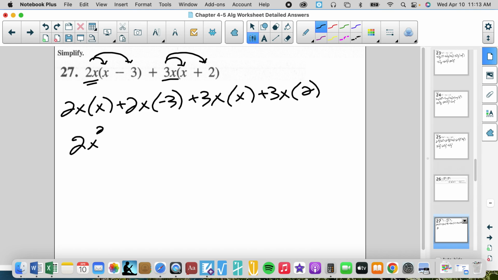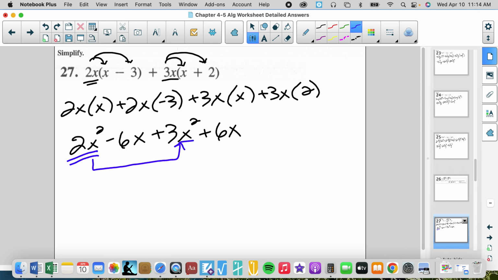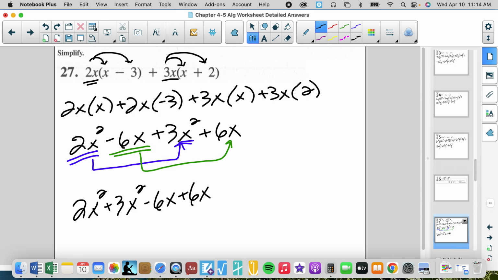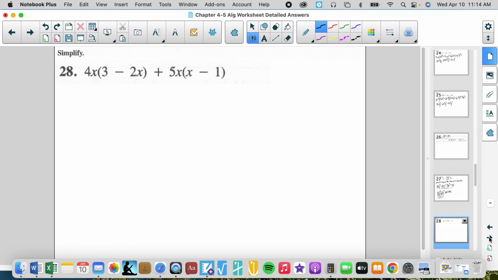That gives us 2x squared, negative 6x. That gives us 3x squared and plus 6x. So we have like terms. Like terms have the same variable to the same exponent. So we have 2x squared plus 3x squared minus 6x plus 6x. When we have like terms, we're going to combine their coefficients. 2 and 3 makes 5x squared. Negative 6 and positive 6 cancel to make 0. So you're just left with 5x squared.